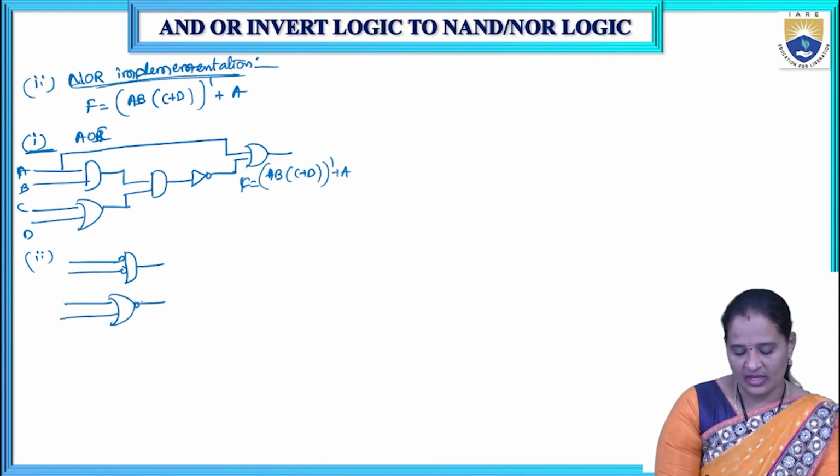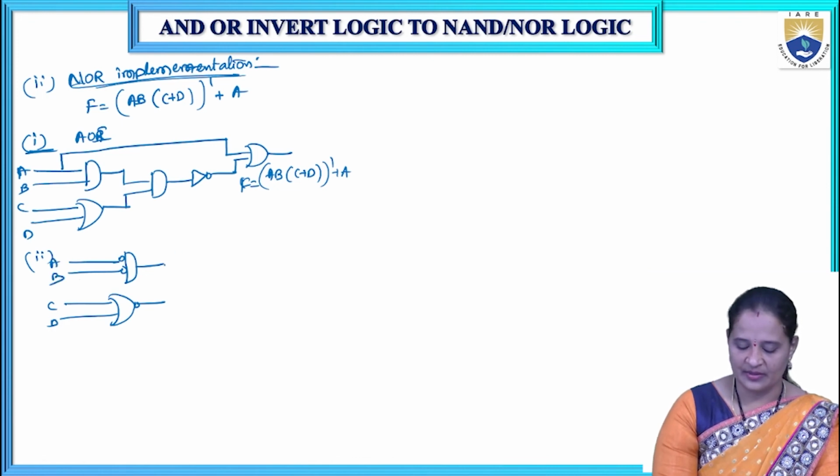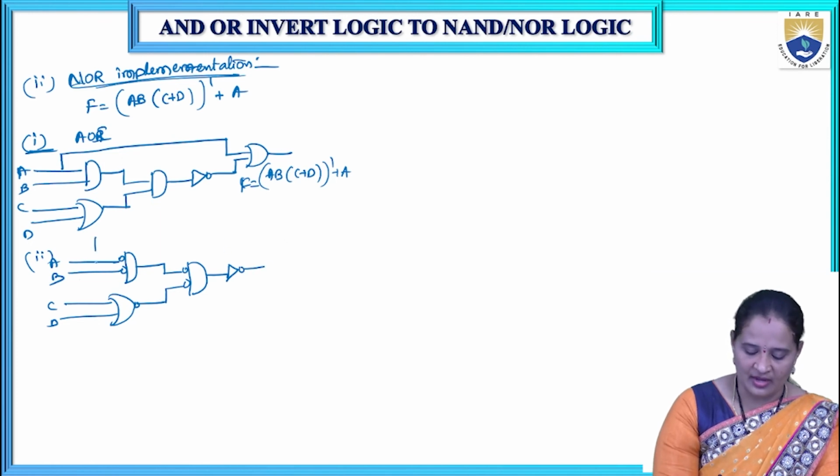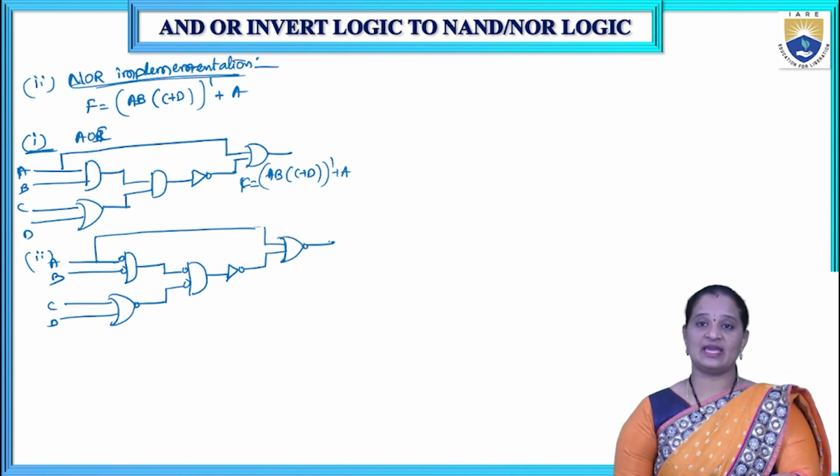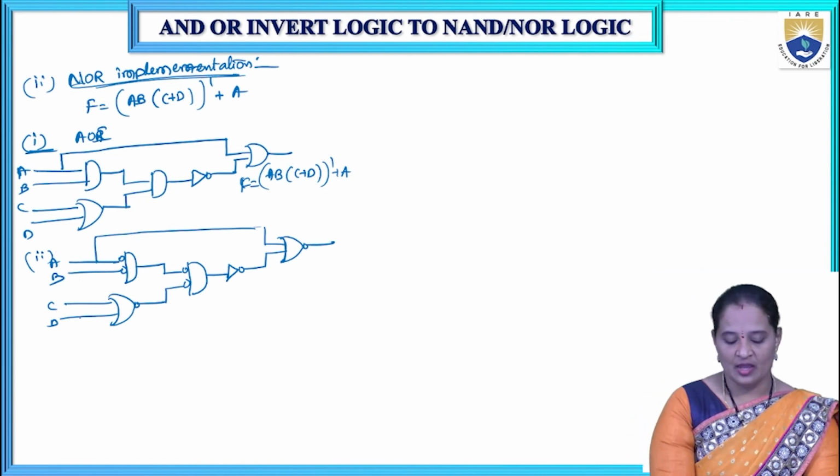So this is the OR gate. We are placing the bubble at the output here, A, B, C, D. And again we have got an AND gate here. So we need to place the bubble at the input side of the OR gate, and we have an inverter, and then we have an OR gate here. So at the output side, we need to place the bubble. So this is the second step after adding the bubbles.